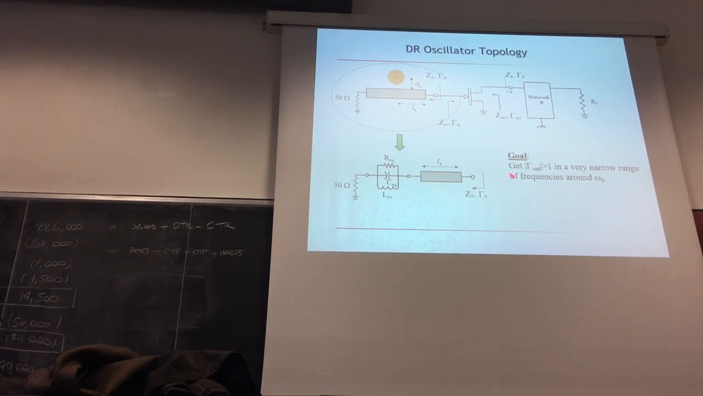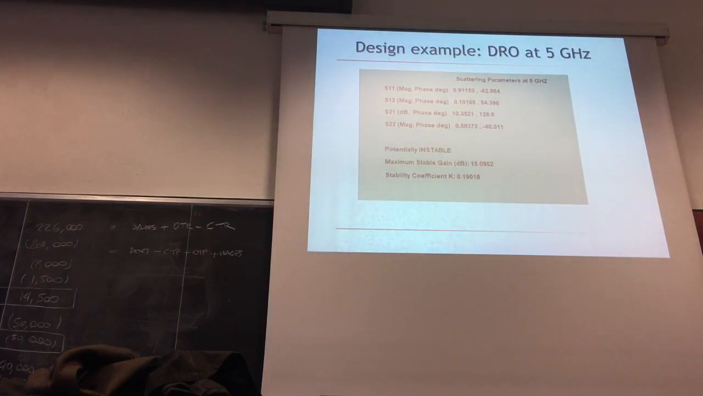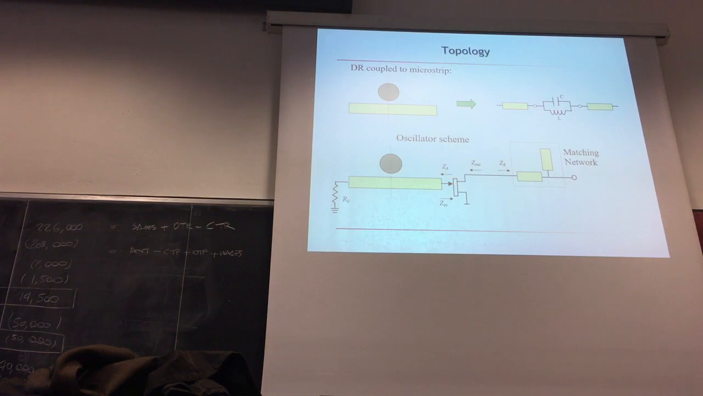Okay, this is the equivalent representation of our structure, and as I said before, we want to get gamma out larger than 1 in a very narrow range of frequency around omega 0. If this happens, we know that the final oscillation frequency will be inside this range, only inside the range where gamma out is larger than 1. And this range is just close to the resonating frequency of the dielectric resonator. This is an example to show this.